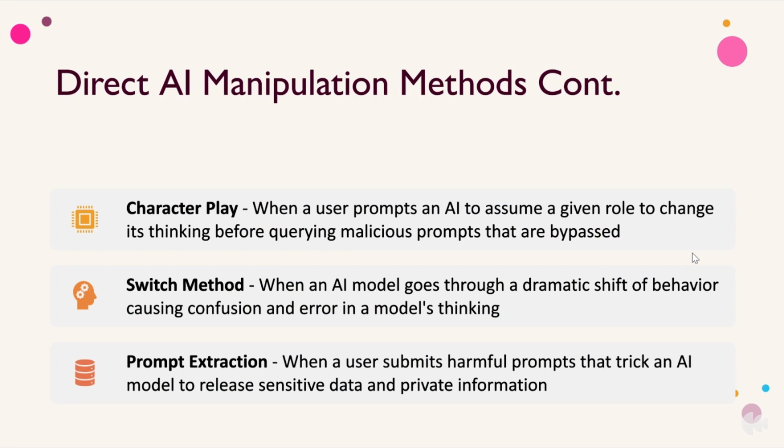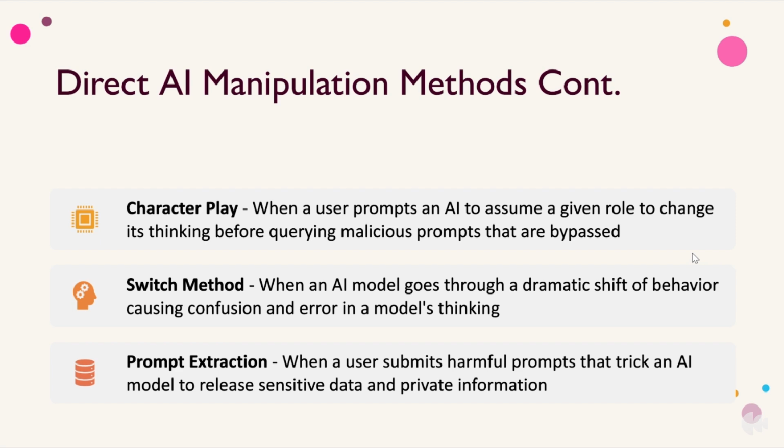A couple other popular methods that are used to directly manipulate an AI, that are subcategories of prompt injection, I just want to mention here real quick. First is character play. This is when a user prompts an AI to assume a given role, like role playing or pretending. It can cause changes in the AI's thinking, so that it can allow an attacker to query malicious prompts and the AI doesn't realize that it is being bypassed.